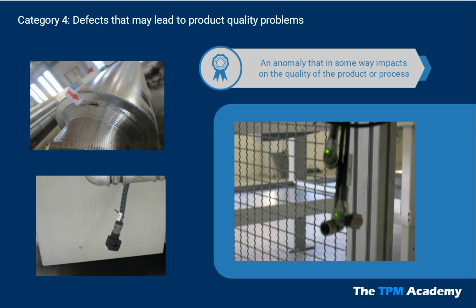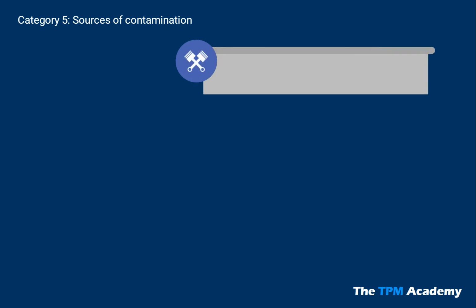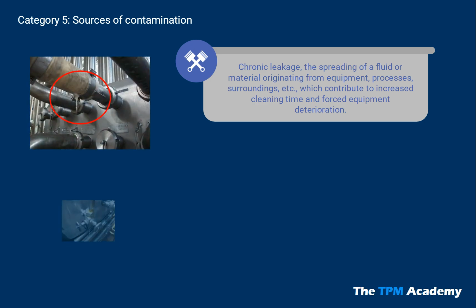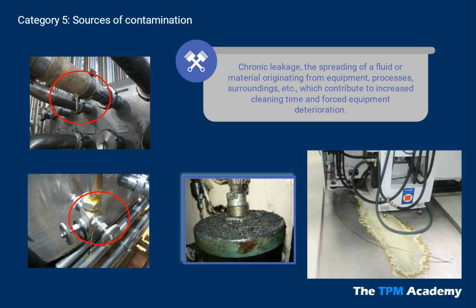These anomalies can manifest as chronic leaks in the equipment, and dispersion of materials generated by the equipment itself, process, or environment, among others, which contributes to increased cleaning time and accelerated deterioration of the equipment. For example, leaks of raw materials, valve leaks, contamination from cutting residues, oil loss, particle filtrations, among others.